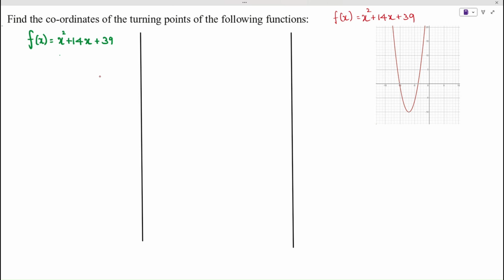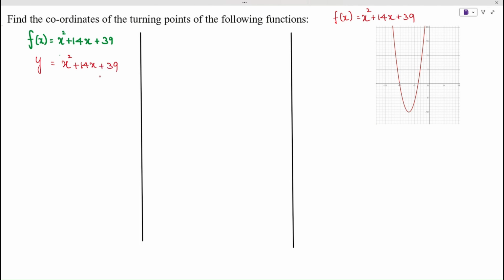In this video, we will be using completing the square to help us find the turning point of a function. So we have our function f of x is equal to x squared plus 14x plus 39. And so we can equate our equation to y instead of f of x. So we can replace that as y is equal to x squared plus 14x plus 39.